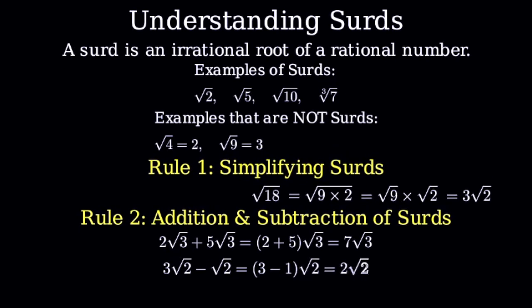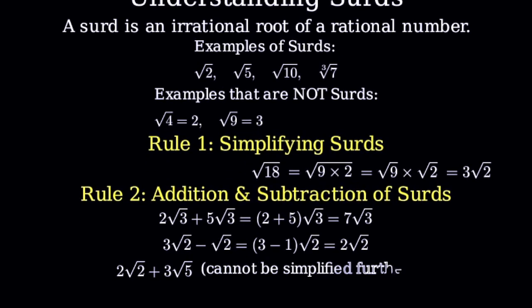Similarly, 3 times the square root of 2 minus the square root of 2, which is like 1 times the square root of 2, equals 2 times the square root of 2. However, if the surds are different, like 2 times the square root of 2 plus 3 times the square root of 5, they cannot be simplified further by addition.